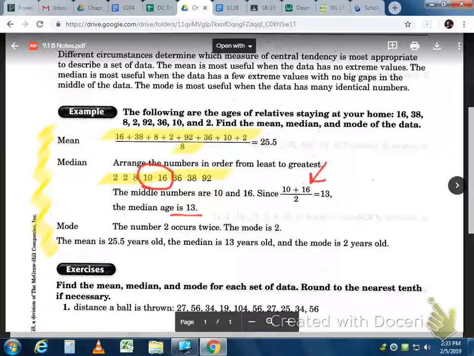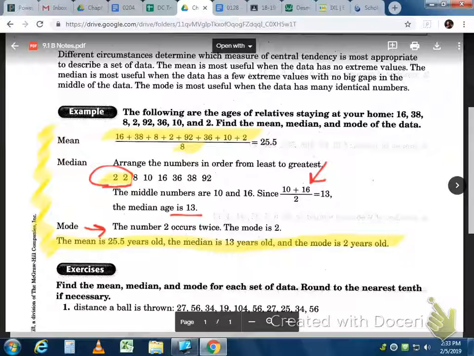Was there a 13-year-old in their house? No. So the median doesn't have to be a number in the list either. Mode. It says the number 2 occurs twice. So when you look at them in order, there are 2 2s. Nothing else has 2. So 2 is the mode. Why would there be 2 2-year-olds? What do you think? Must have been twins there. Okay, so the way that they labeled this makes sense. It's age. So the mean, 25.5 years, median, 13 years, mode, 2 years.